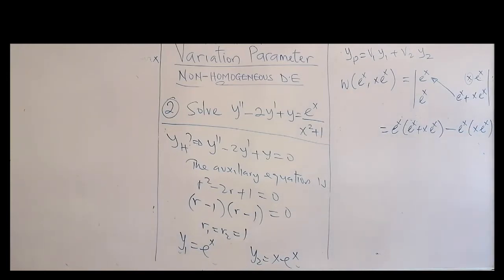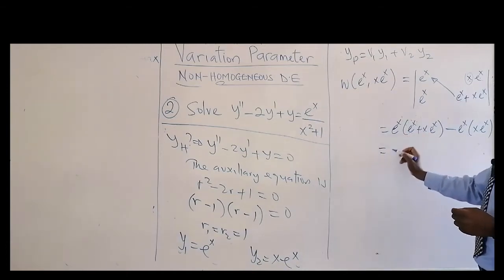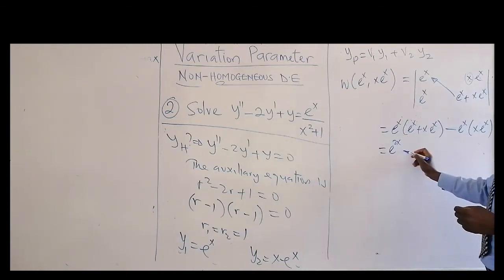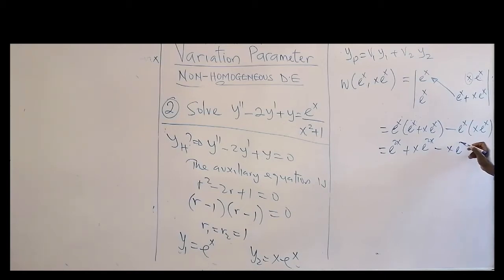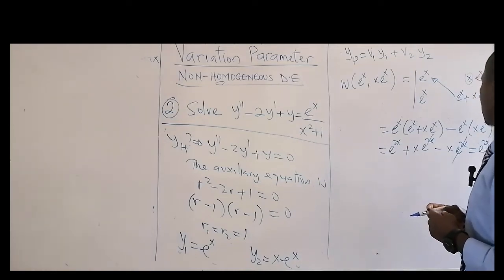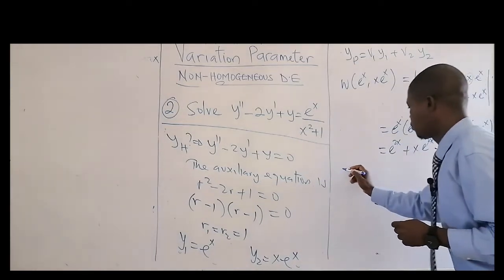Then we can do the expansion. That will be equal to this one times this one, that's e^2x plus x e^2x. Then minus this one, that will be x e^2x. So this one and this one cancel. So the Wronskian is e^2x. It's not equal to 0, so it is linearly independent. So with that now, we can go forward.